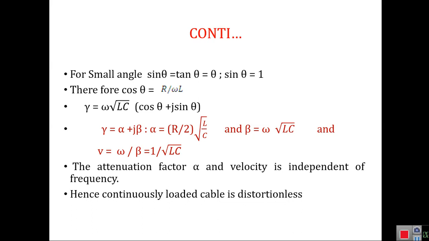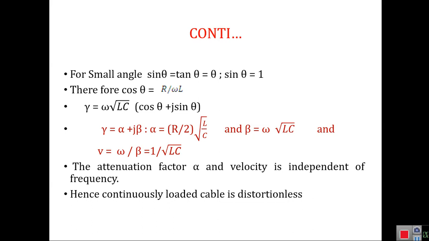So gamma equals alpha plus j beta, we know that. Equating the real and imaginary values, we get alpha equal to R by 2 into root LC and beta equal to omega into root LC. And we know that velocity V equals omega by beta. The beta value is already omega into root LC, so omega gets cancelled. So velocity equals 1 by root LC.